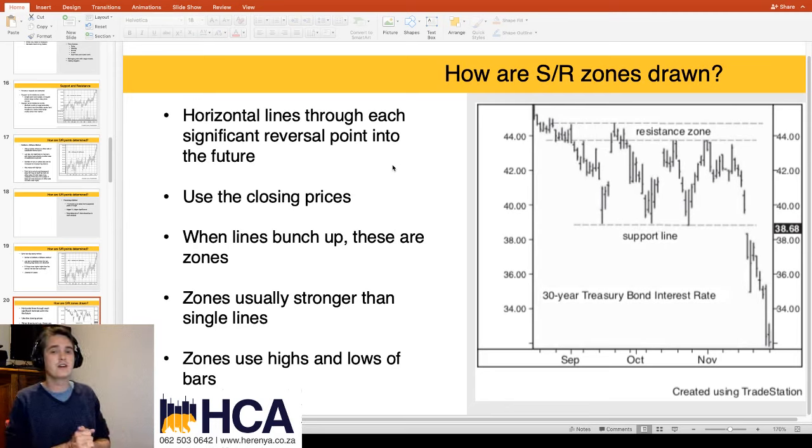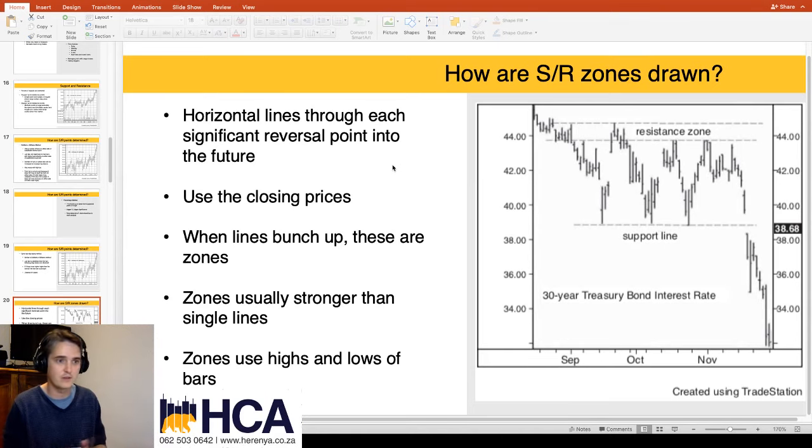When you have a number of support and resistance points identified, and you painstakingly go through this methodology to identify them, you may draw a line at each one of those candles' or bars' closing prices.